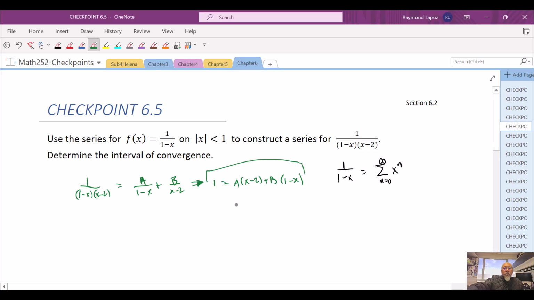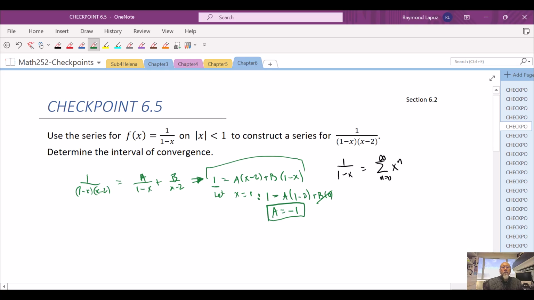Let's let b disappear first. Let x equal 1. Then we have the equation 1 is equal to a times (1 minus 2) plus b times (1 minus 1), which is the whole reason why we're doing this. We get negative a, so a is going to equal negative 1. Let's box that up so we don't lose it.